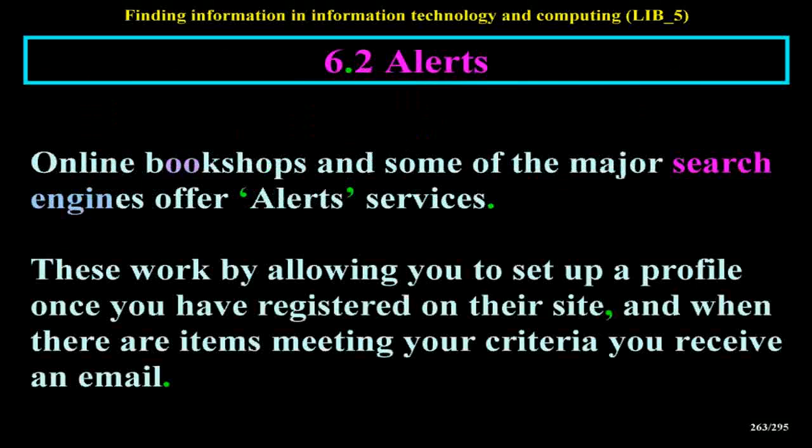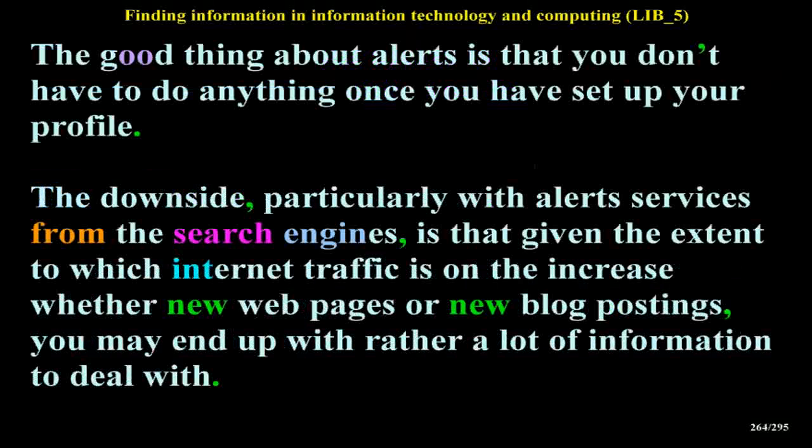6.2. Alerts. Online bookshops and some of the major search engines offer alerts services. These work by allowing you to set up a profile once you have registered on their site, and when there are items meeting your criteria you receive an email. The good thing about alerts is that you don't have to do anything once you have set up your profile. The downside, particularly with alerts services from the search engines, is that given the extent to which internet traffic is on the increase, whether new web pages or new blog postings, you may end up with rather a lot of information to deal with.